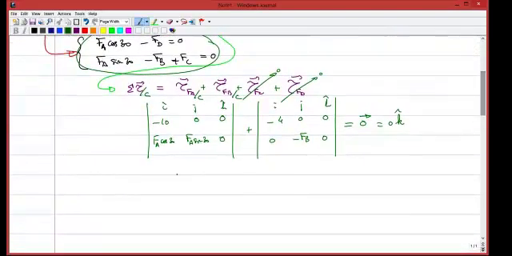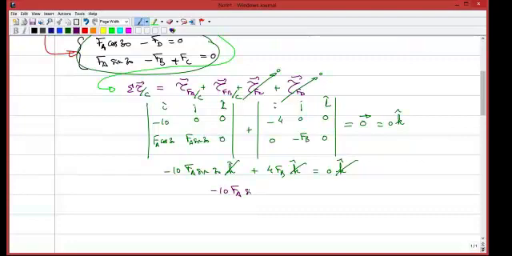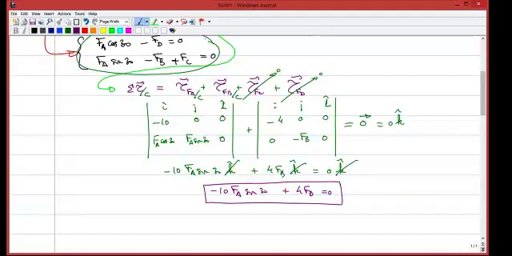So as we do the cross product, the first term will give us -10 Fa sine in the K direction. The second one will give us plus 4Fb in the K direction, and this is equal to 0K. K is everywhere, therefore we can get rid of it. And the last equation is therefore -10 Fa sine 30 plus 4Fb is equal to 0. That's the third equation that we need. And that's it. 1, 2, 3. 3 equations, 3 unknowns, the rest is math.